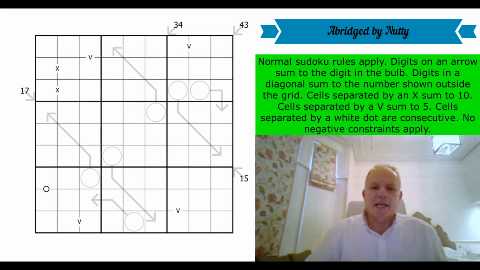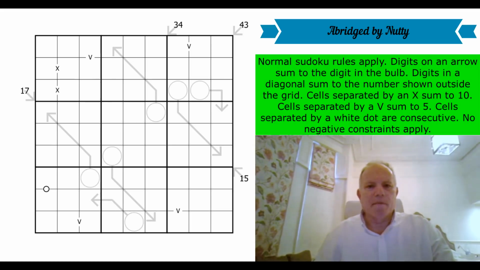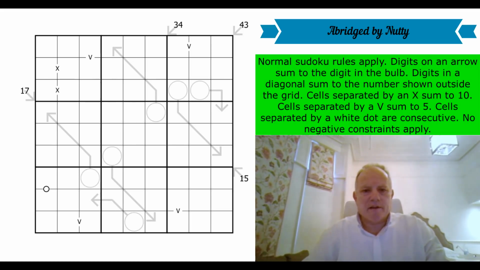Not all dots, XVs, or X's or V's are given, so there's no negative constraint, bear that in mind. But I'm going to try it now. Let's get cracking.